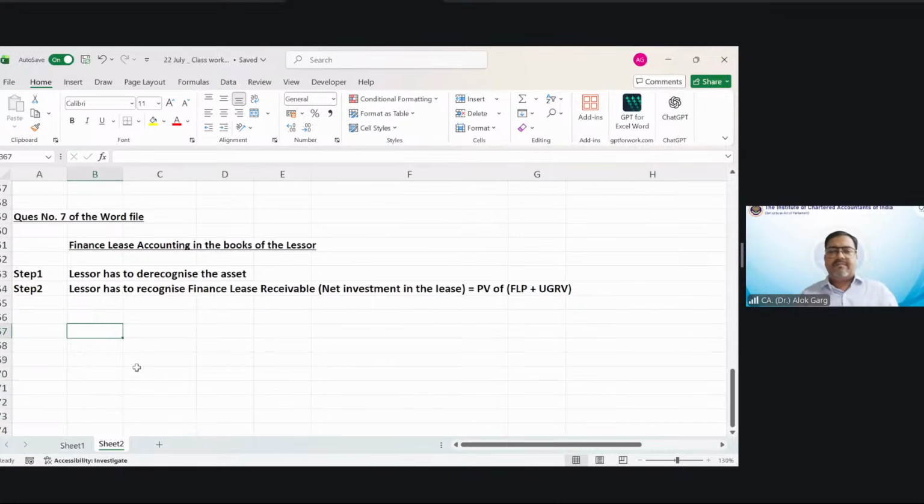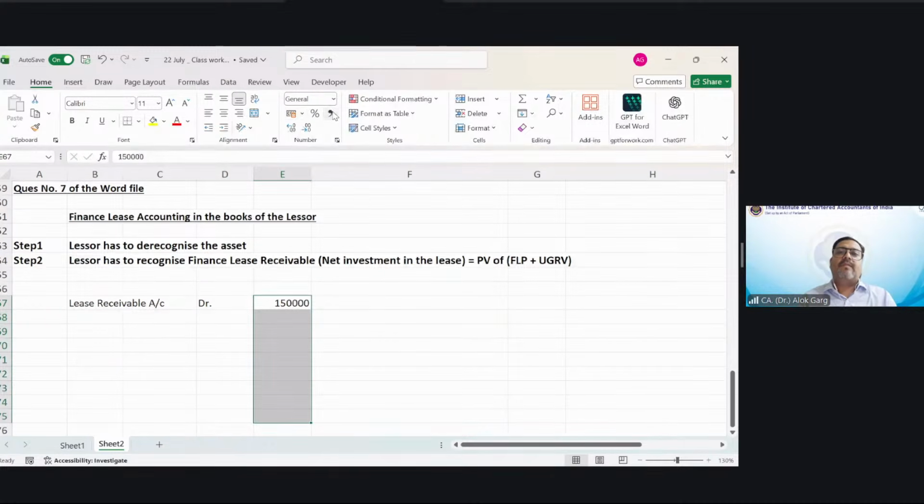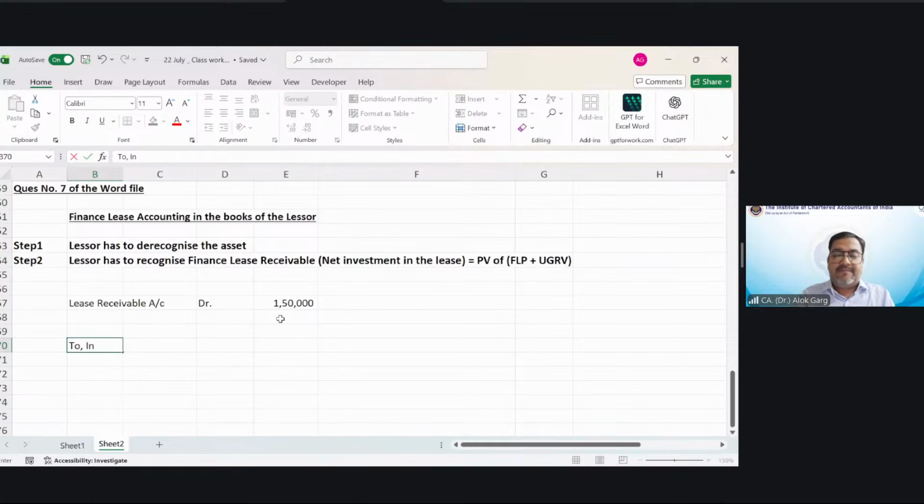So my dear friends, the lease receivable is given in the question. Lease receivable account debit. This is given in the question. This is 1,50,000 lease receivable debit. Second, what should I de-recognize? This machine is an inventory for me, inventory for the lessor. Me means lessor. Credit inventory.